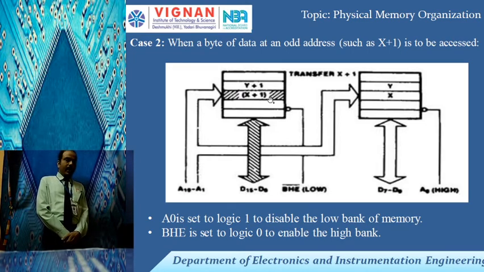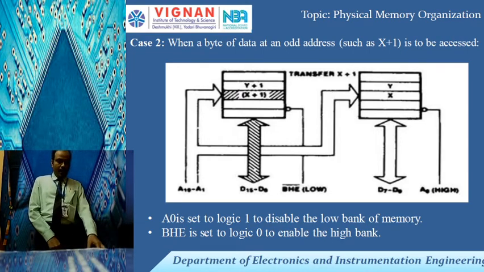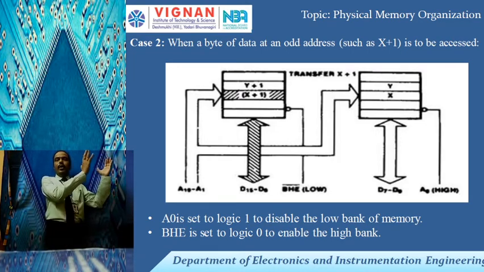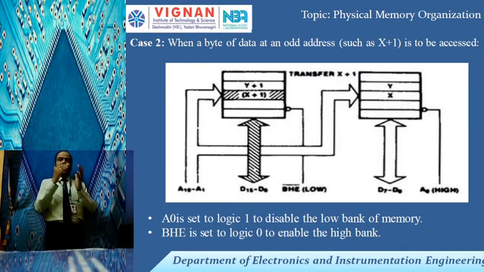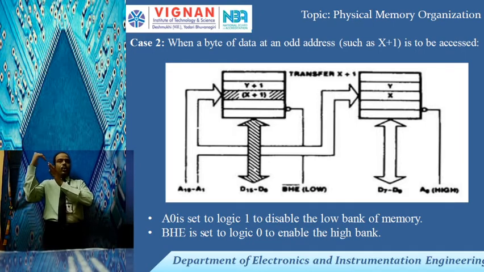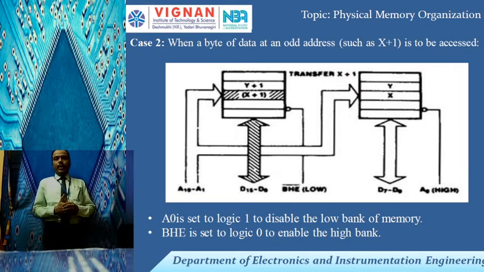So this is the second case, when a byte of data is at an odd address. For that we need to enable only the odd address bank. That's why BHE bar should be 0 and A0 equal to 1. Why? Because we have to disable the lower bank.